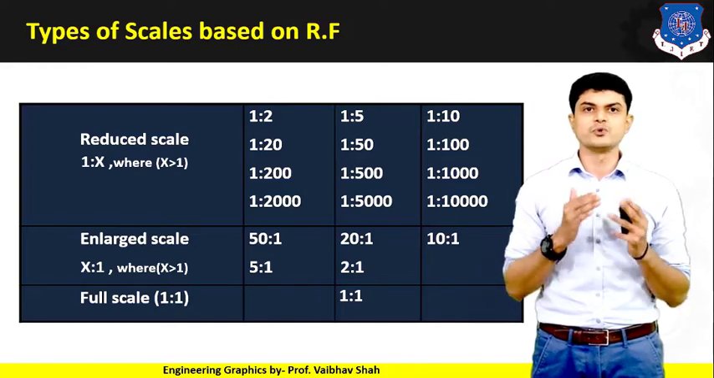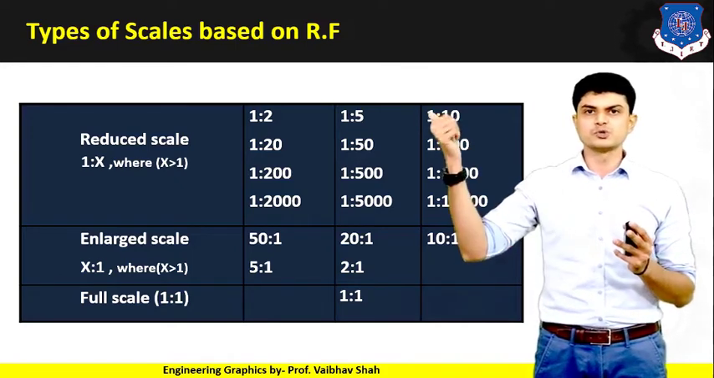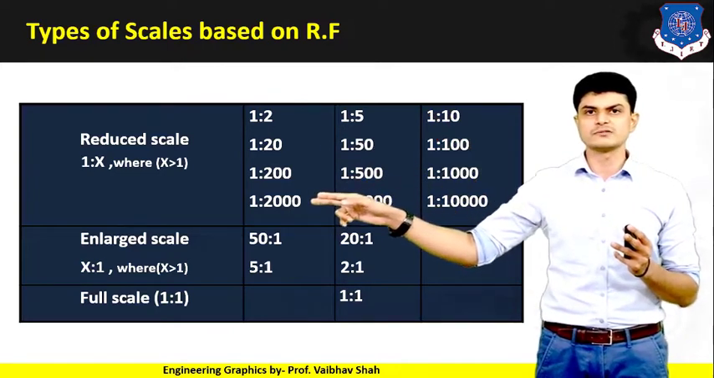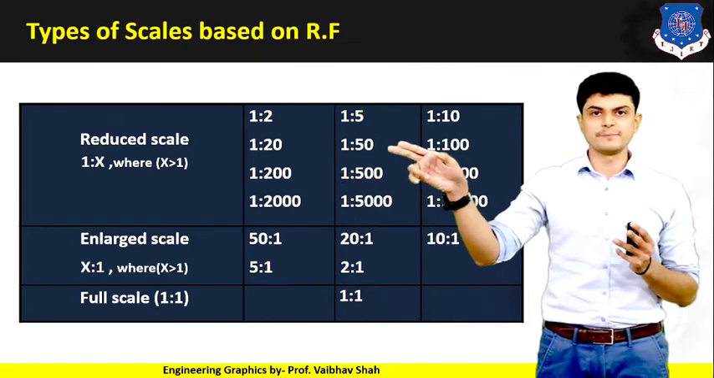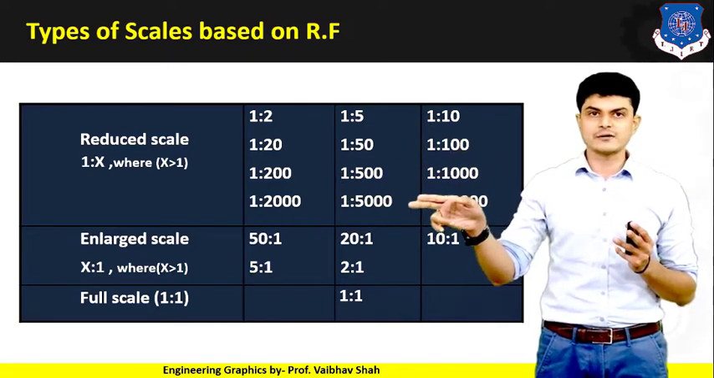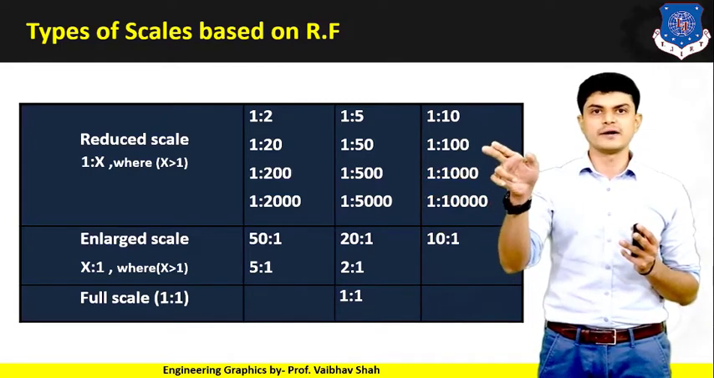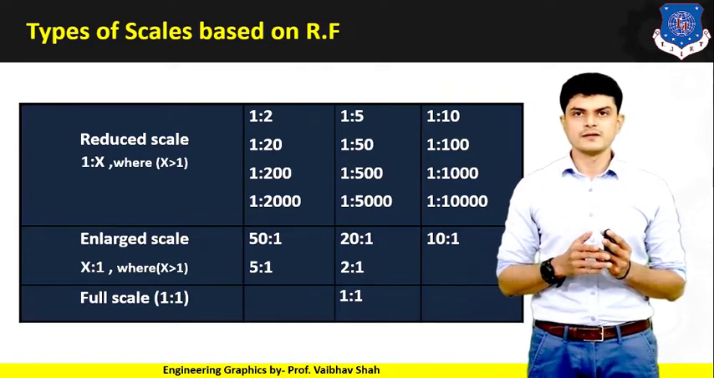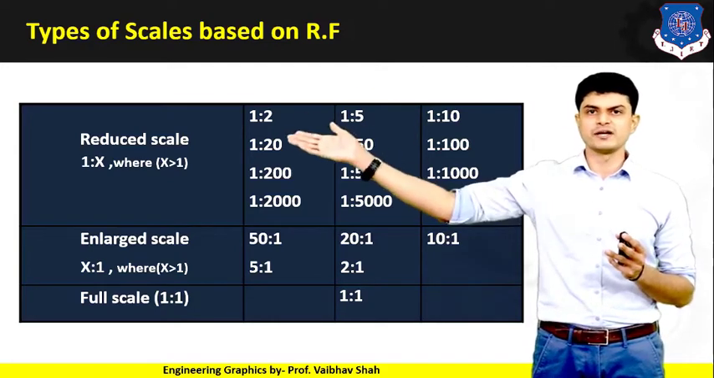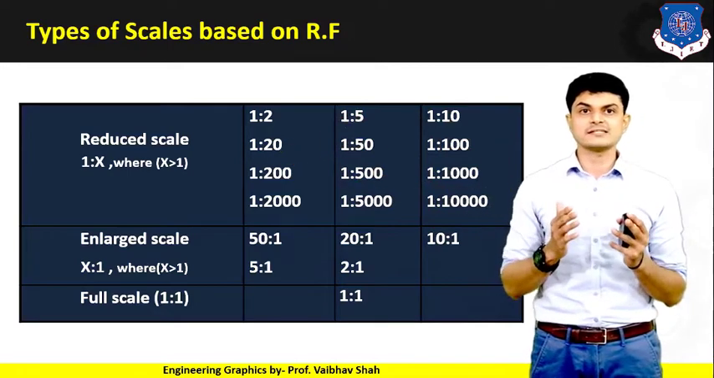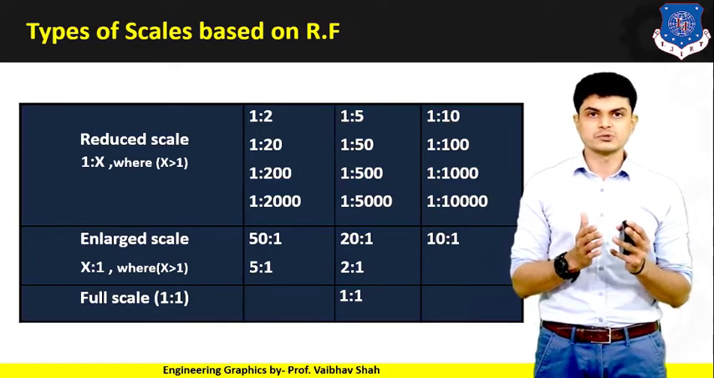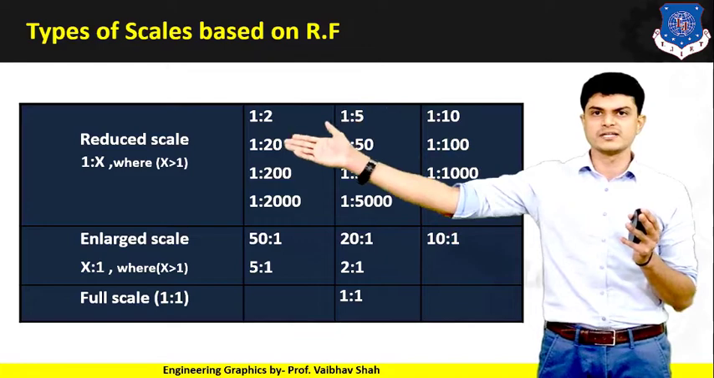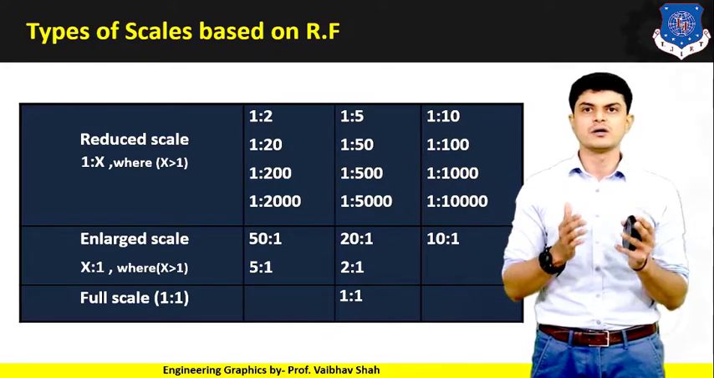Now let us see a few examples of the reduced scale. 1:2, 1:20, 1:200, 1:2000, 1:5, 1:50, 1:500, 1:5000, 1:10, 1:100, 1:1000. As you can see, a reduced scale is of the form 1:x, where x must be greater than 1. Wherever you find a scale of the form 1:x with x greater than 1, that must be your reduced scale.